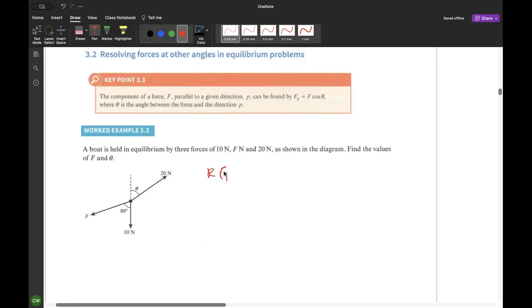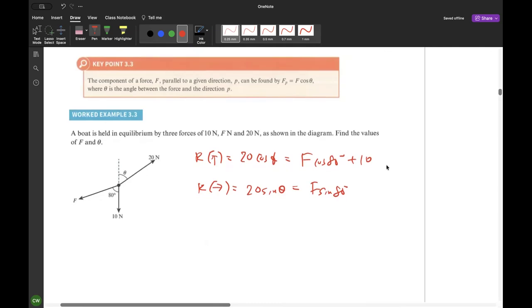Means if we resolve in this direction, up is 20 cos theta. Down is F cos 80 plus 10. If we resolve horizontally, it will be 20 sin theta is equal to F sin 80. Okay, can you solve the equation?